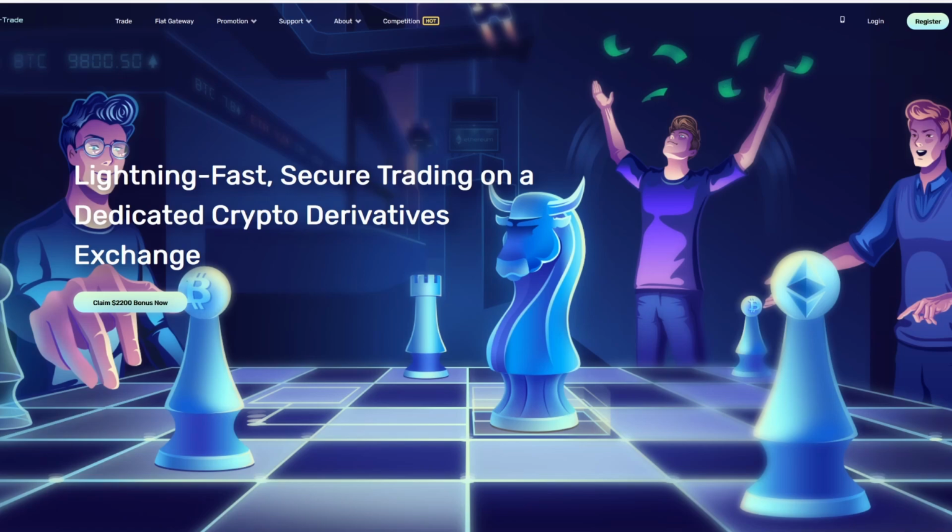A little quick tutorial on C-Trade. So C-Trade is a special exchange. It talks about lightning fast, secure trading on a dedicated crypto derivatives exchange. That's one of the main reasons why a lot of people are using it, and also they have this leverage of 150x. If you guys are into leverage trading, by the way, that is very, very dangerous. I always want to keep in mind that leverage trading is very, very high risk, high reward.